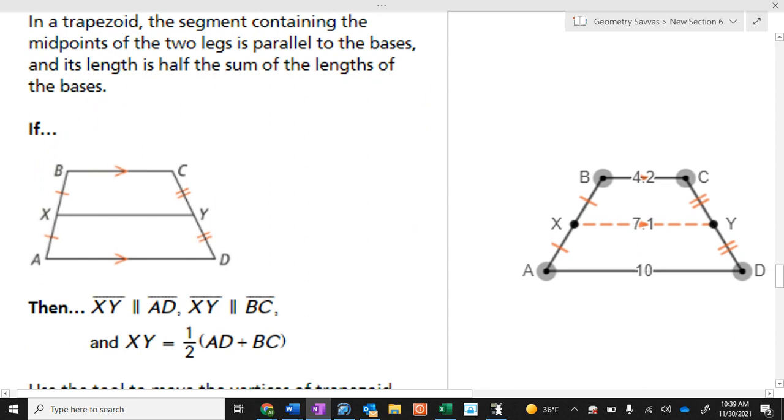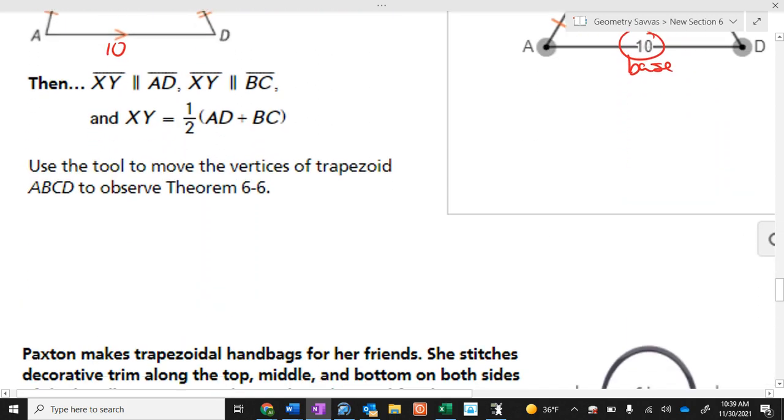Okay, the last thing that we're doing today is the mid-segment of a trapezoid. The mid-segment of the trapezoid is the average of the two bases. So here's a base, here's a base, the parallel sides. You add up the two bases and divide by 2, and you get the mid-segment. So 4.2 and 10, if you add them up, that's 14.2, divided by 2 is 7.1.